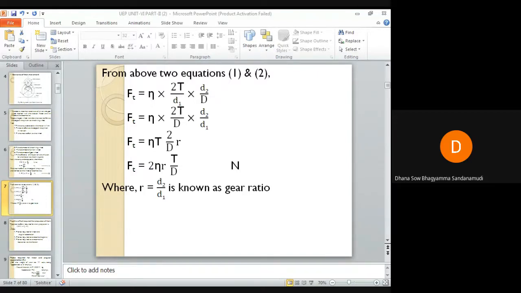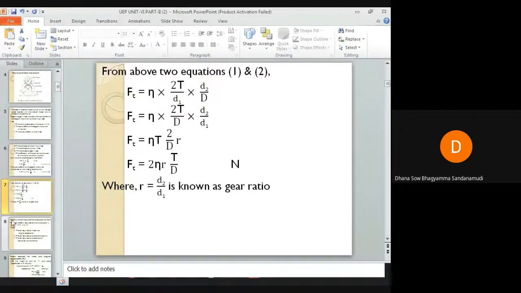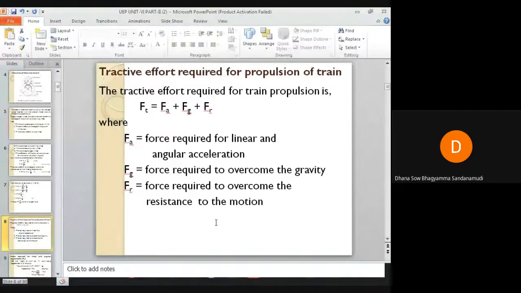Okay, so let us proceed to the next. The tractive effort required for propulsion of the train, we already know. It is Ft equal to Fa plus Fg plus Fr. Fa is the force required for linear and angular acceleration, Fg is the force required to overcome gravity, and Fr is the force required to overcome the resistance during the motion.